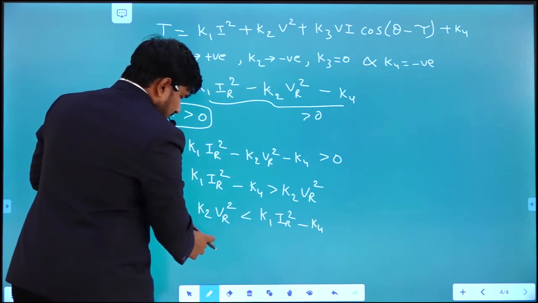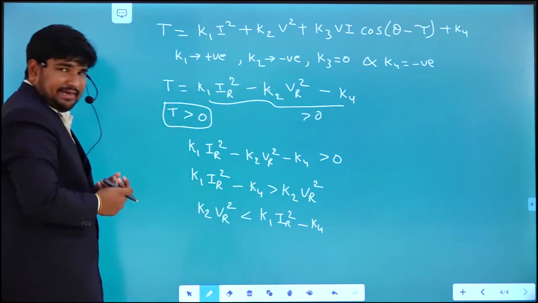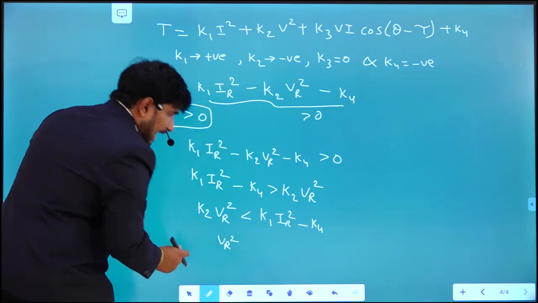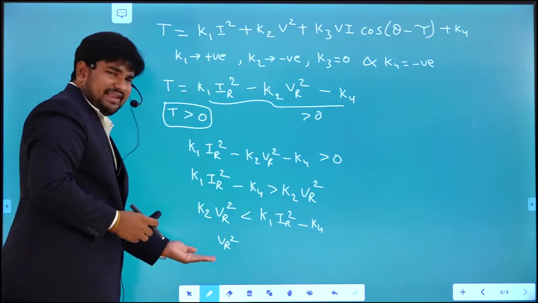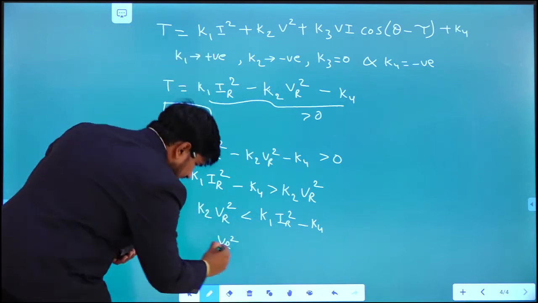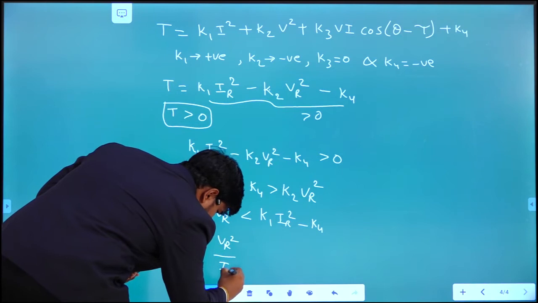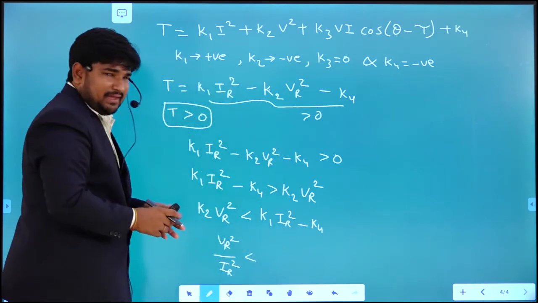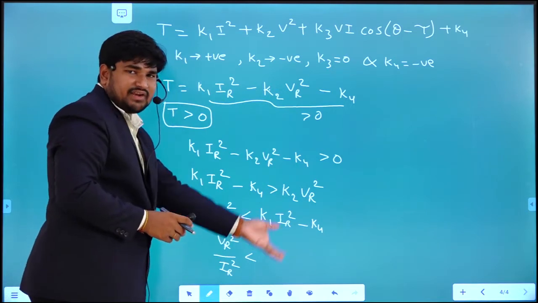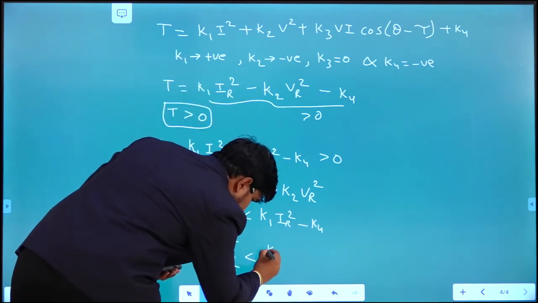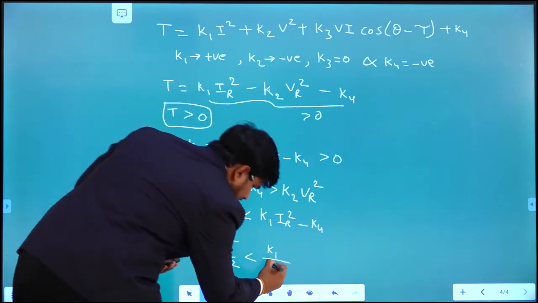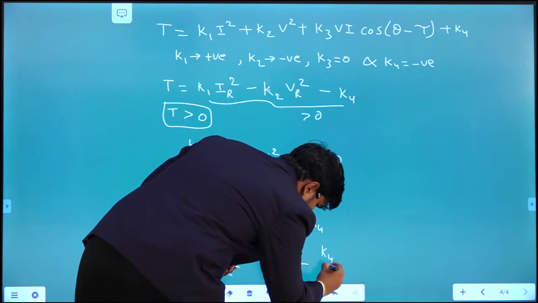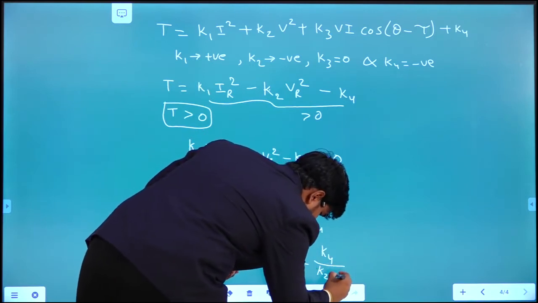Now I am taking this constant to that side, and dividing by IR square on both sides, VR square by IR square is less than, as IR square gets cancelled, K1 by K2 minus K4 divided by K2 into IR square.